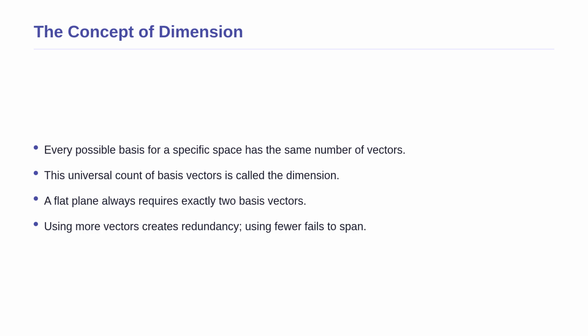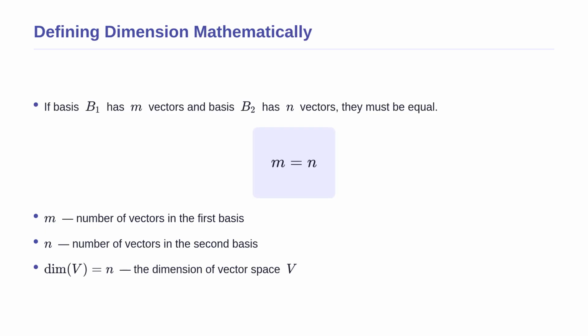For example, a flat plane always requires exactly two basis vectors, so its dimension is 2. If you try to use 3 vectors for a plane, one will always be redundant. If you try to use just one, you will not be able to reach every point. The dimension is a fundamental, unchangeable property of the space itself. This brings us to the mathematical definition of dimension.